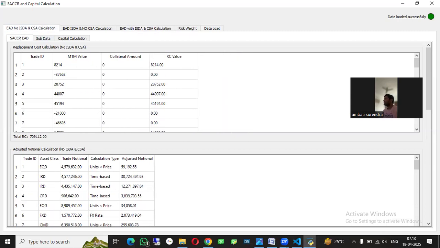So there is a small difference in calculating replication cost. For margin, we use the formula maximum of V minus C, where V is the MTM calculation and C is the collateral. Since collateral is zero, we always get the maximum value of MTM comma 0. If it is a negative MTM, then it takes the zero value. That's what you can see here. For the negative values, it is taking zero replication cost.